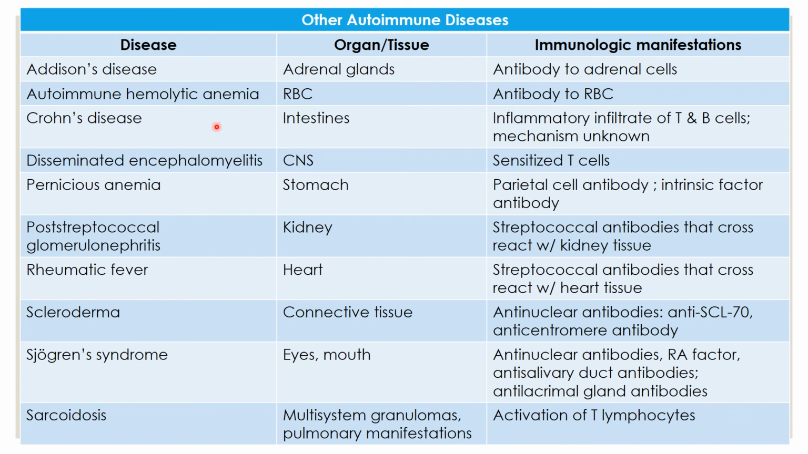Obviously, you know what hemolytic anemia is. Crohn's disease, they found inflammatory infiltrate, T and B cells, although the mechanism is unknown, in the intestines. They're still working on this one. Disseminated encephalomyelitis, sensitized T cells present in the brain, not good. Okay. Pernicious anemia, we have an antibody directed against parietal cell and an intrinsic factor antibody, not good. Okay, so you can see, read through this, and this is what I want you to know about it.